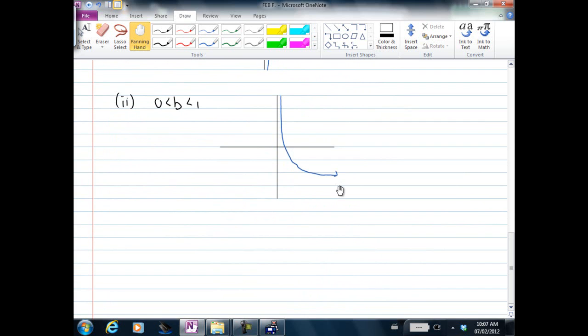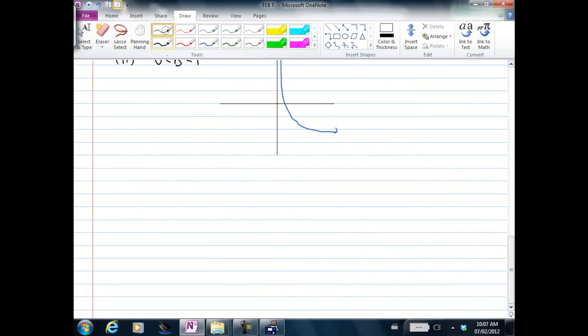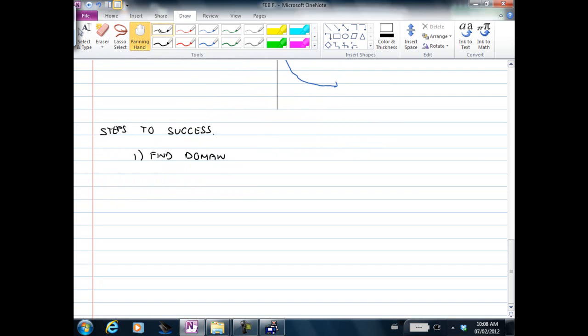Now, I'm going to show you steps to graphing. I call this my steps to success. Steps to success. Double C, double S, and you always succeed. Step 1: find the domain. When you graph a log, these are the steps you're going to follow. If you follow every step, you will get a perfect graph every single time.